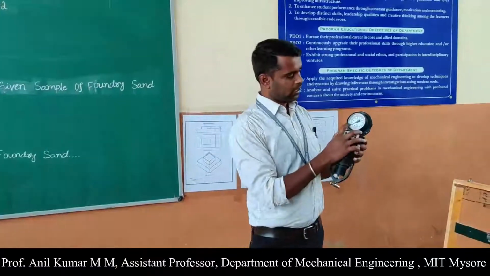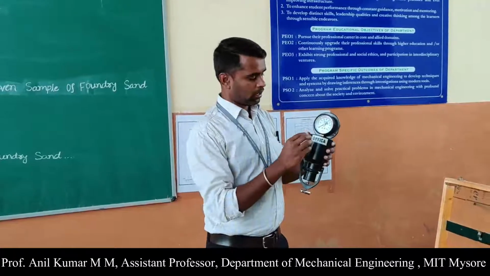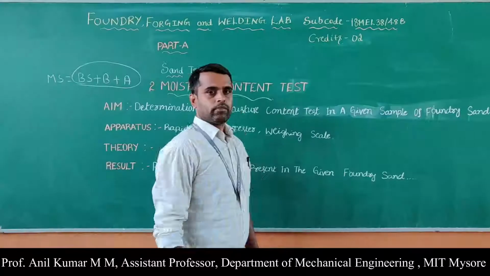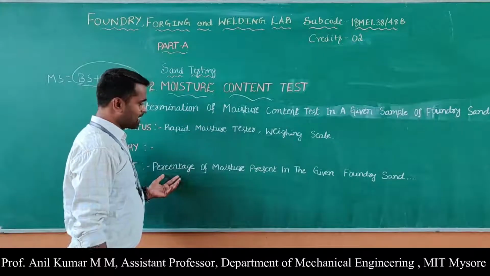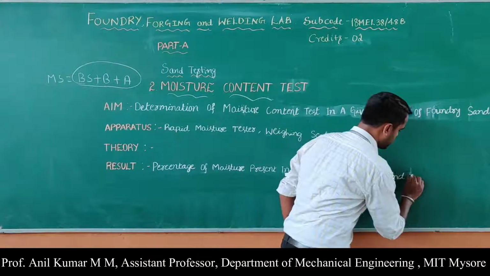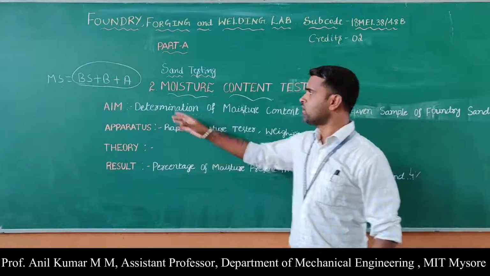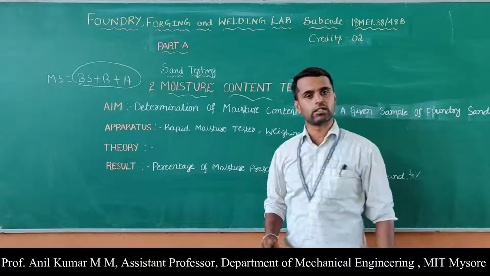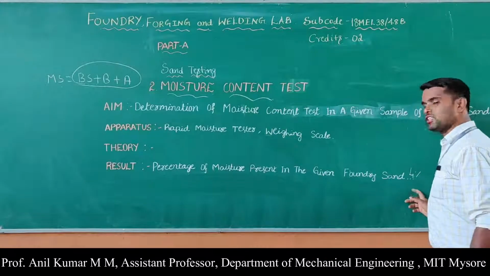Now you can check the reading. The amount of moisture present in this molding sand is 4%. Now coming to the result, the percentage of moisture present in the given foundry sand is 4%. Generally, the moisture content should be maintained in the molding sand at 4 to 7%.